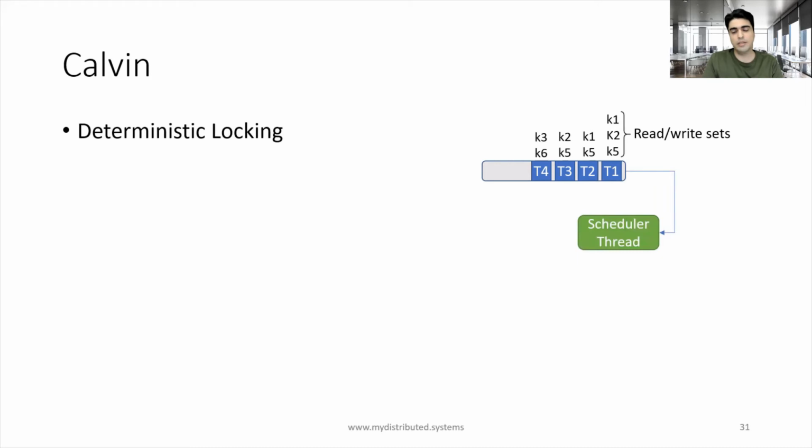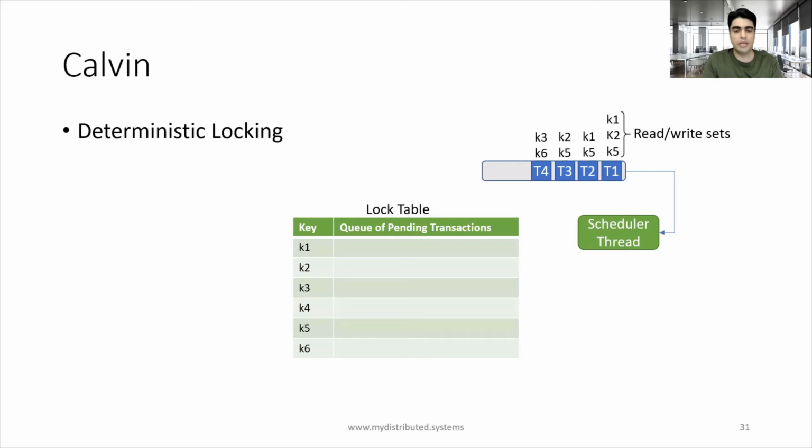So we have a scheduler thread. This is a single thread that reads from this log, and we have a lock table that for each key or a range of keys has a lock. This scheduler reads the transactions one by one, and for each transaction it requests the locks for the keys in the read and write sets of the transaction. So here, for example, for transaction T1, it requests K1, K2, and K5. For T2, K1 and K5. For T3, K2 and K5. And for T4, K3 and K6.